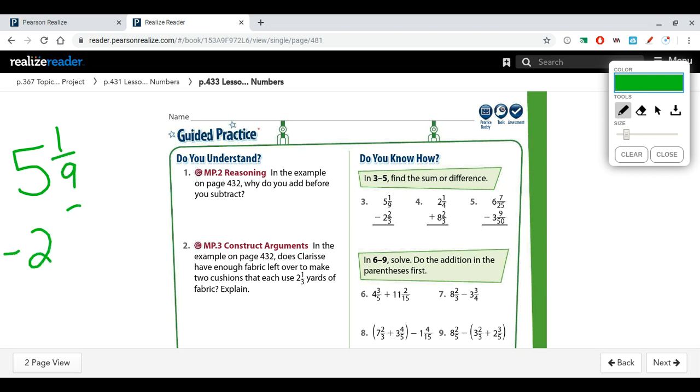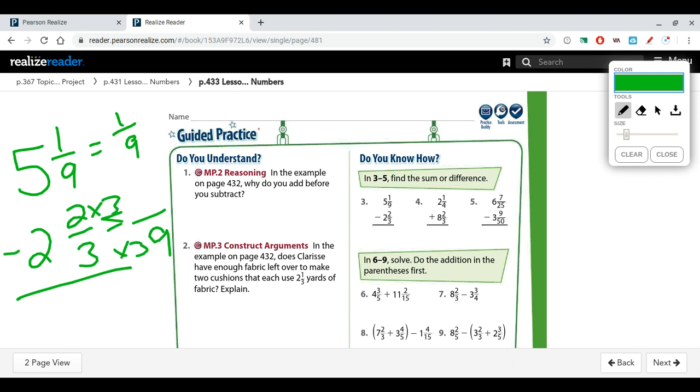Minus 2 2/3. And common denominator is going to be ninths. I already have 1/9. And so 2/3, I get that by multiplying by 3. And I end up with 6/9.